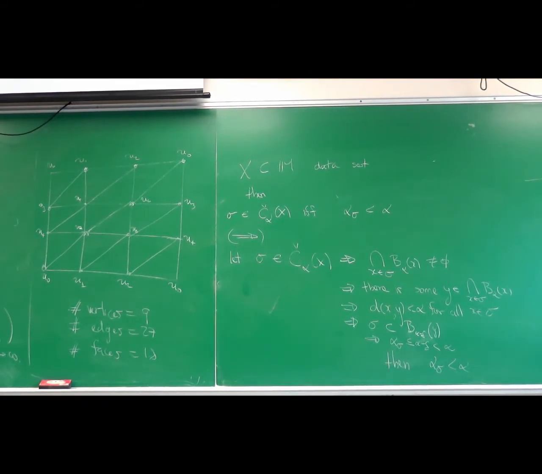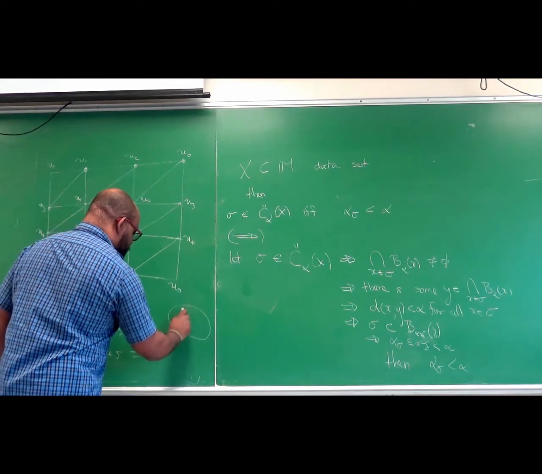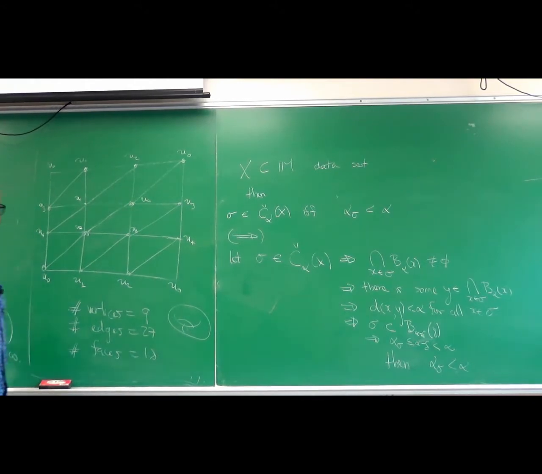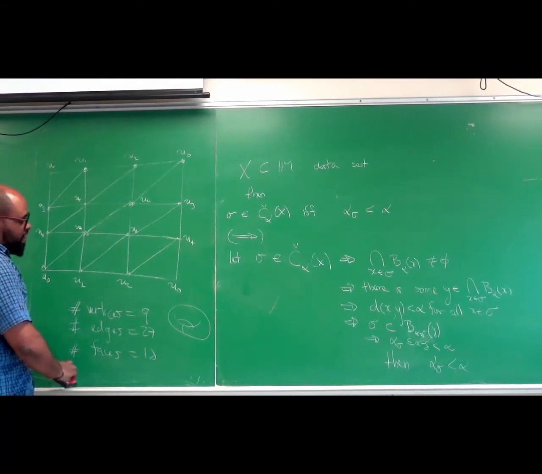What is the Euler characteristic, by the way? Zero. What are the Betti numbers of the torus? 1, 2, 1. Okay, cool. So what are we asking?